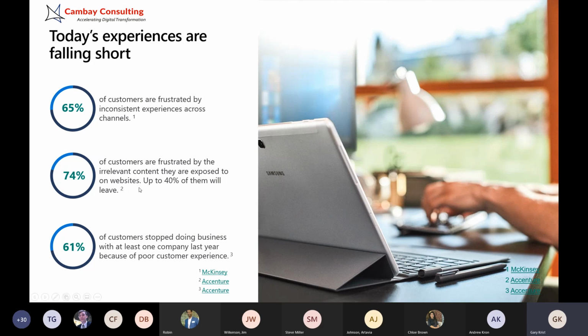61% of customers have stopped doing business with at least one company because of poor customer service. People don't have patience anymore, and they'll just move on to the next organization if they don't find what they need.